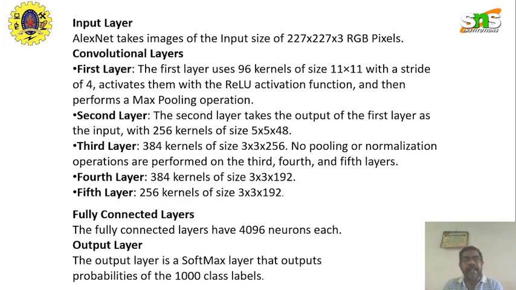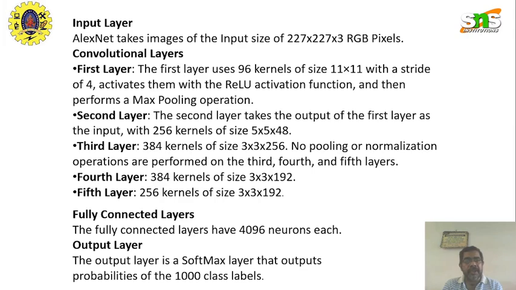In the second layer, the input comes from the first layer, and it has 256 kernels, and each kernel has a size of 5 by 5 by 48. The third layer has 384 kernels of size 3 by 3 by 256, and this part doesn't have any pooling or normalization.